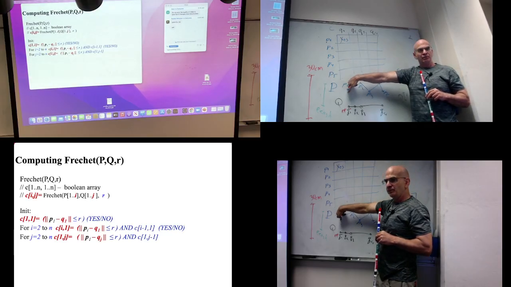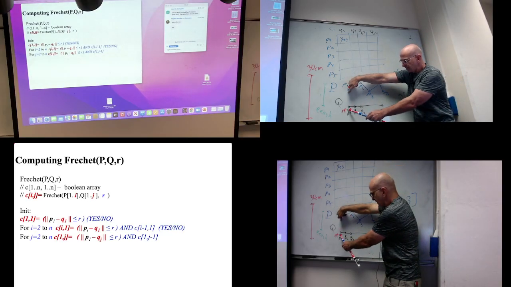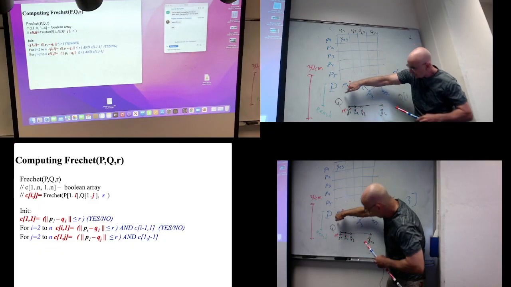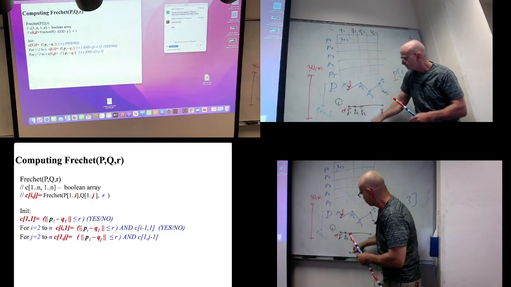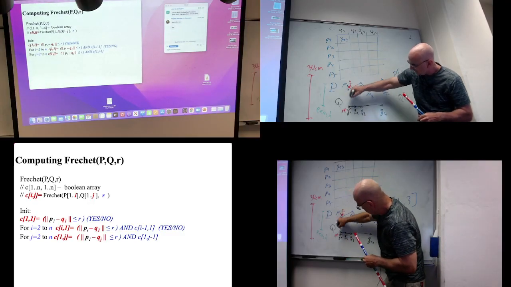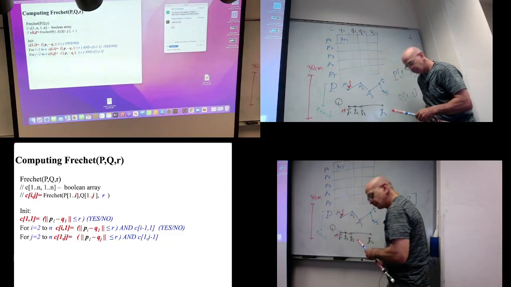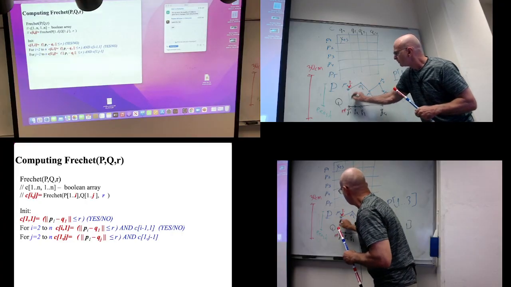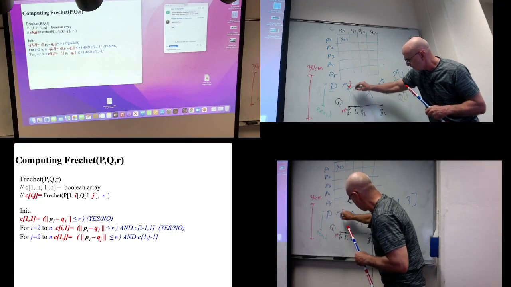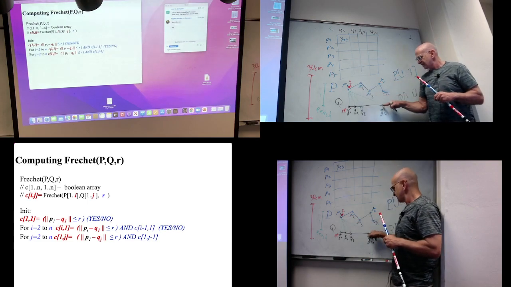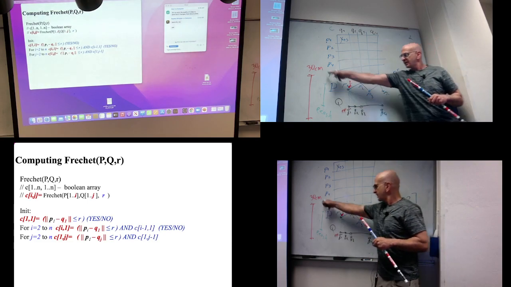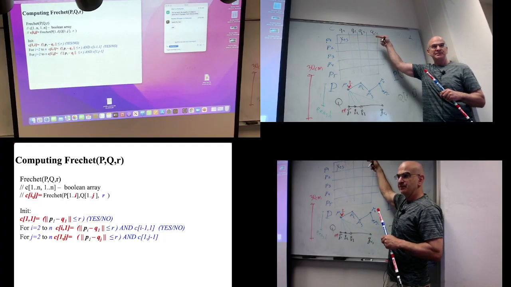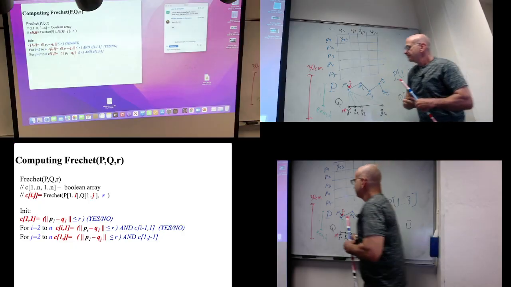The person is glued to P1, and the dog can move forward all the way up to Q4, and all these distances from P1 to Q1, P1 to Q2, P1 to Q3, P1 to Q4 are less than R, less than your target. Then you'll write yes all over the place. Good.